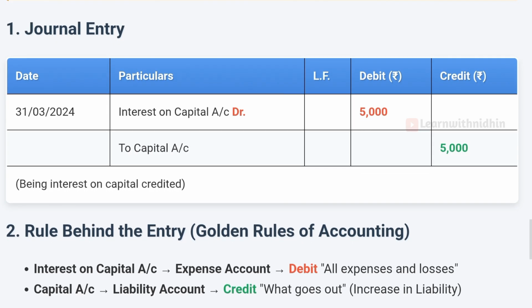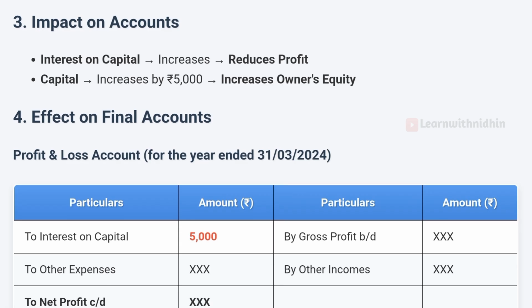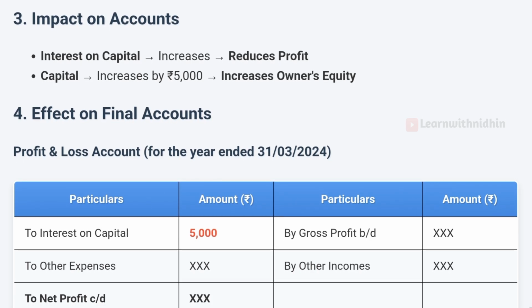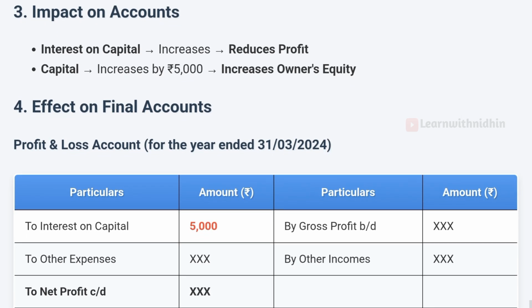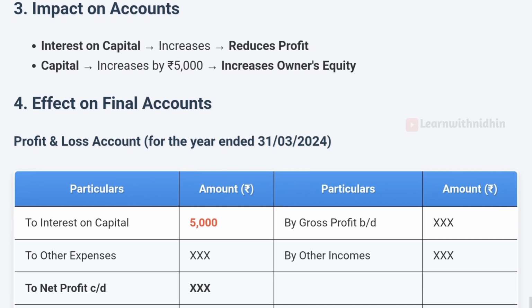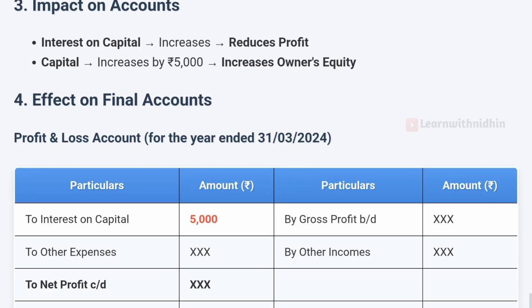3. Impact on accounts. Now, what happens because of this entry? Interest on capital increases, which means profit decreases by 5,000 rupees. Capital increases by 5,000 rupees, boosting the owner's equity.